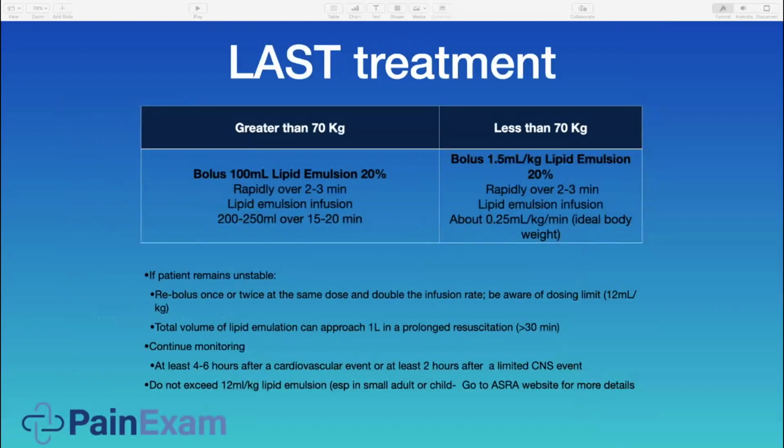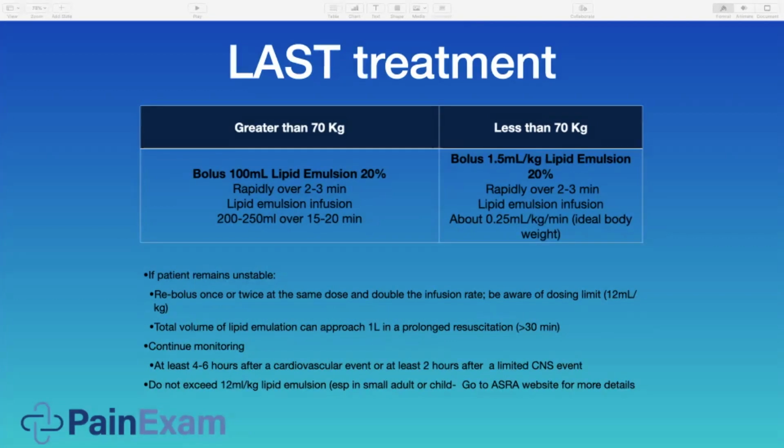Okay, so for patients greater than 70 kilograms, you can bolus 100 milliliters of lipid emulsion, 20%, rapidly over 2 to 3 minutes, and then an infusion of 200 to 250 milliliters over 15 to 20 minutes. If they're less than 70 kilograms, bolus 1.5 milliliters per kilogram lipid emulsion over 2 to 3 minutes, then an infusion of about 0.25 milliliters per kilogram of ideal body weight per minute. If the patient is still unstable, rebolus once or twice at the same dose and then double the infusion rate.